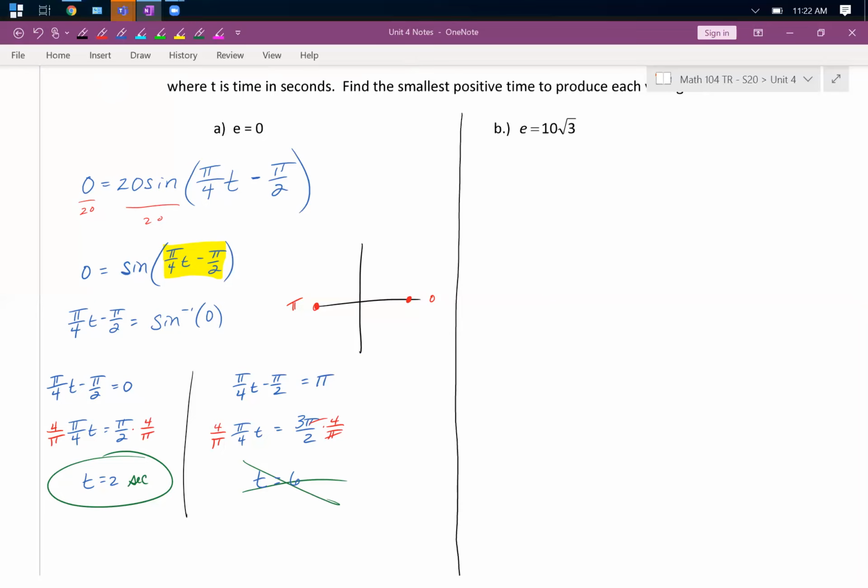So I'm actually going to stop the recording, and I'd like you guys to do the next one. So all you're doing is replacing the e in our equation with 10 square root of 3. Okay. And then solve. You're taking the exact same steps. The only thing that's going to be different is identifying what angles on the unit circle produce our answer. So I'm going to pause everything, and why don't you guys try it.